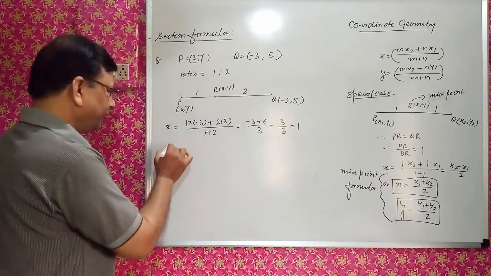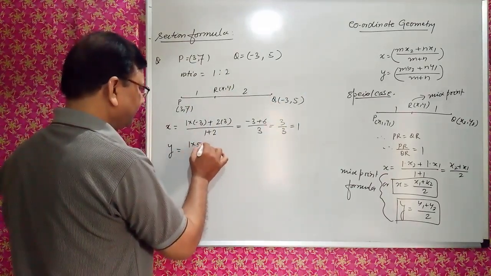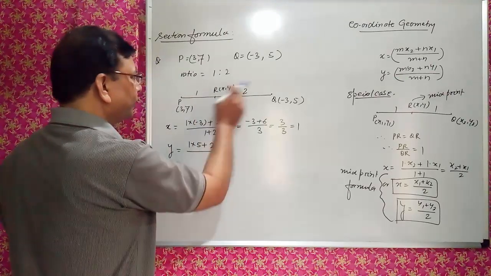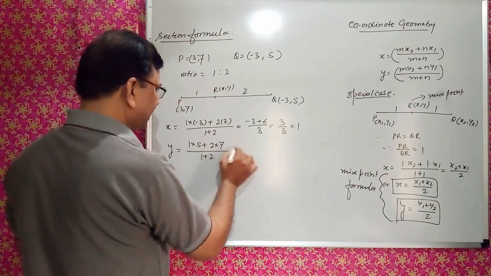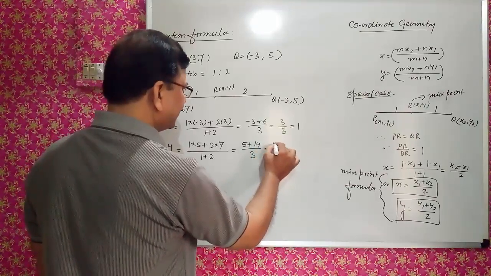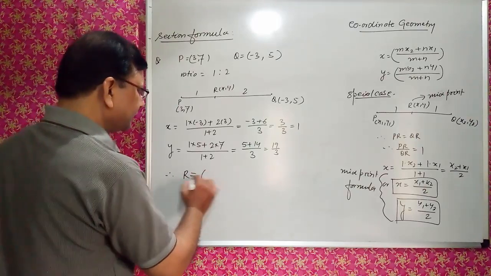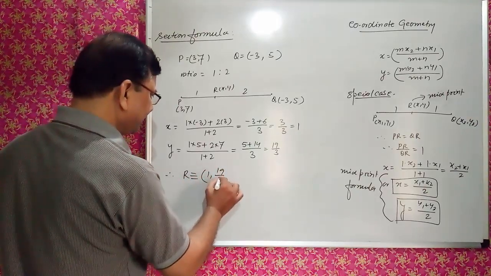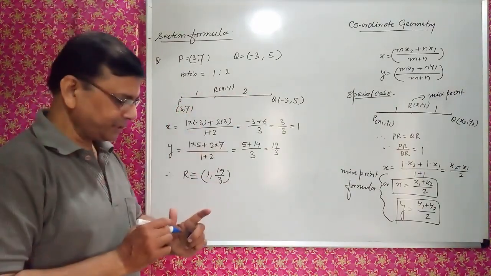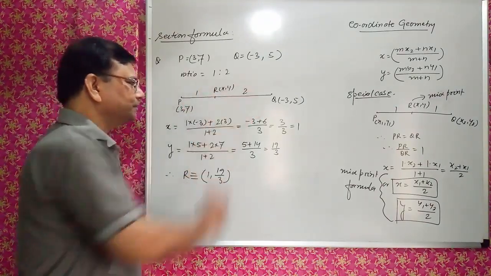X coordinate is 1. Again, I will talk about the y coordinate. Again 1 into 5 plus 2 into 7 upon 1 plus 2. How much is it? 5 plus 14 by 3, that is 19 by 3. Therefore R is how much? (1, 19/3). This is the coordinate of the point in between P and Q, which divides this line segment PQ in the ratio of 1:2.